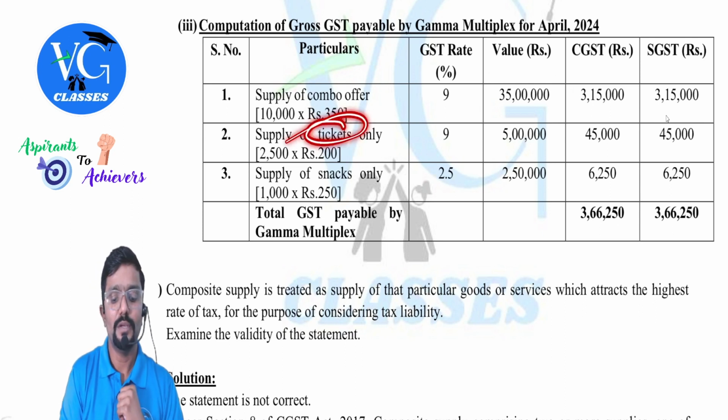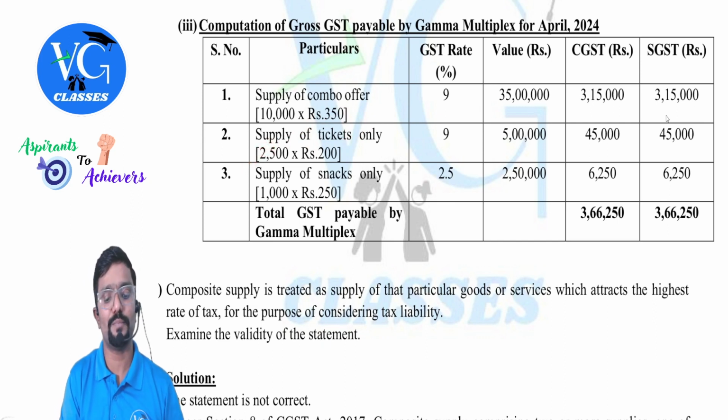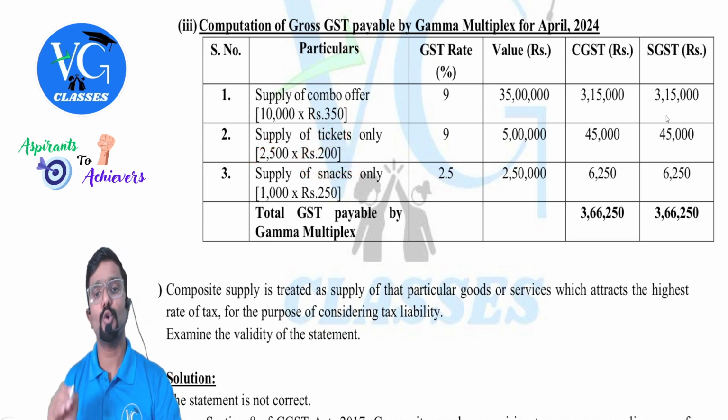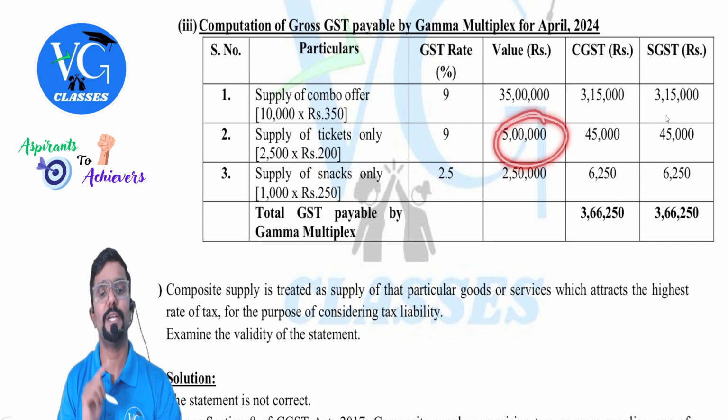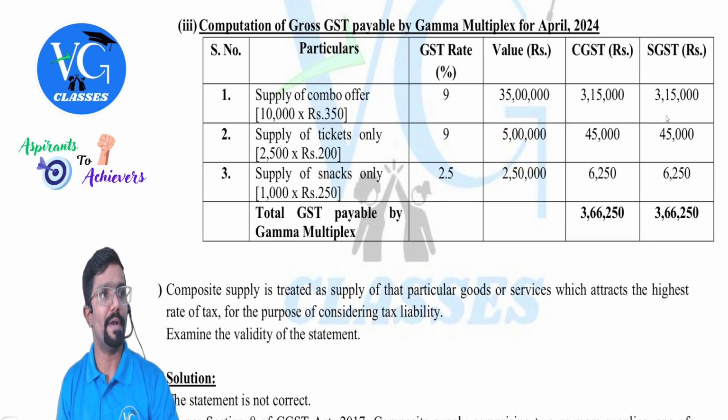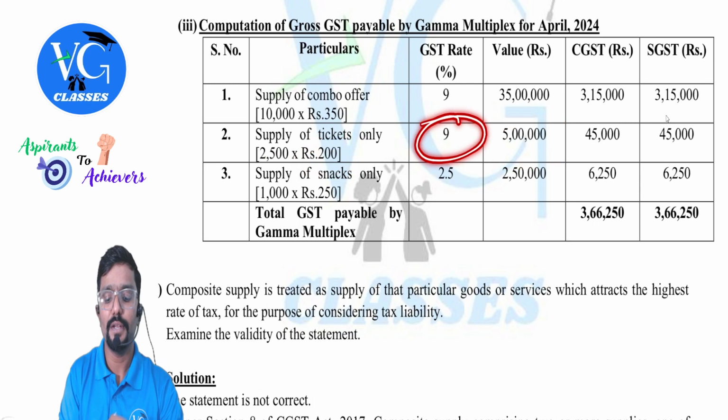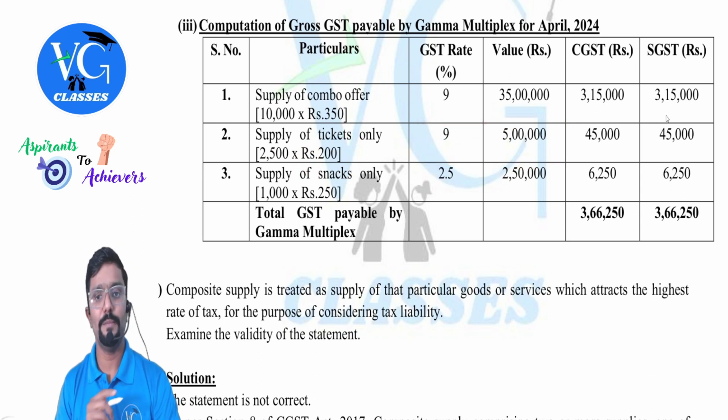Next, tickets only. How many tickets have been supplied, guys? 2,500. For each ticket, what is the price? 200. What is the total value of supply? 5 lakh. That is 2,500 into 200. On this, what is the GST rate? 9%. So 9% of 12 lakh comes to 45.